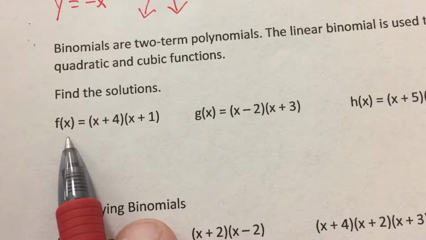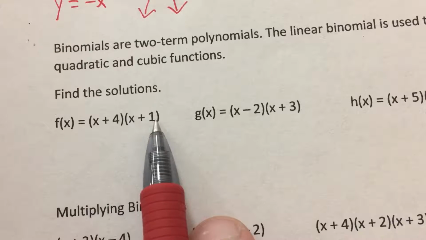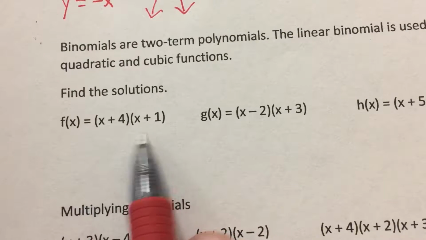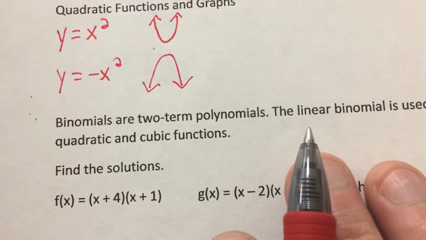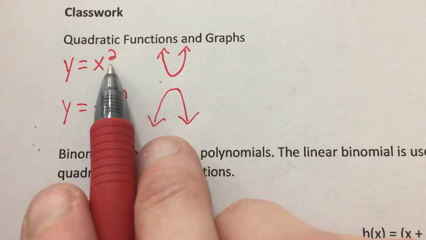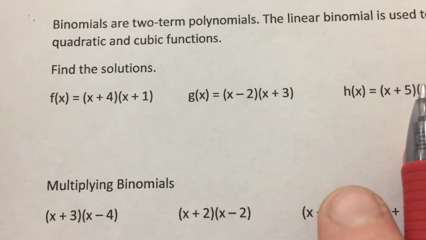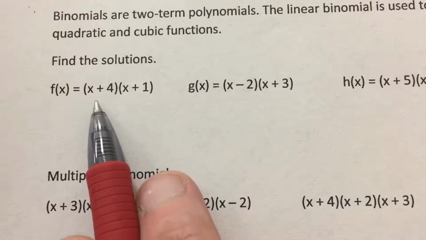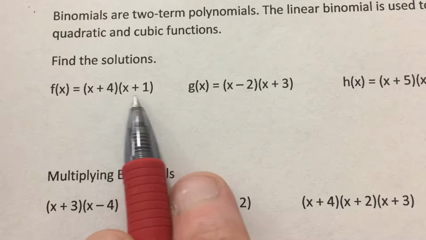This function says f of x equals x plus 4 times x plus 1. This is known as factored form. It has been factored for us. But because there are two binomials, this one and this one, I know this is quadratic, power of 2. And the solutions are the opposite of what they are inside the parentheses.